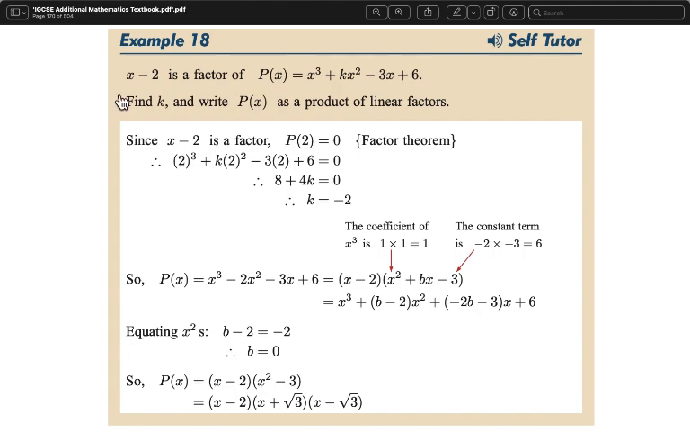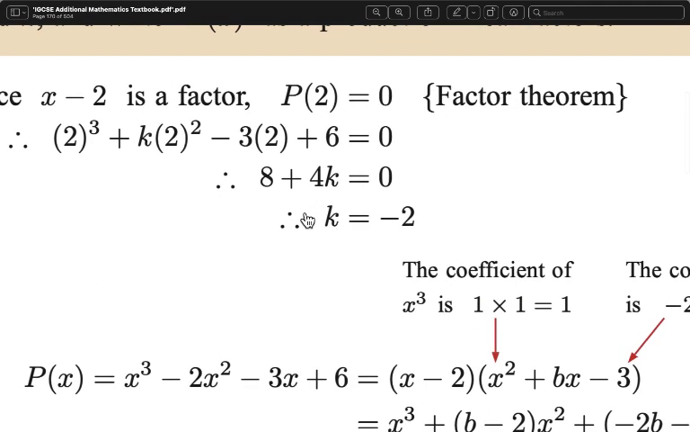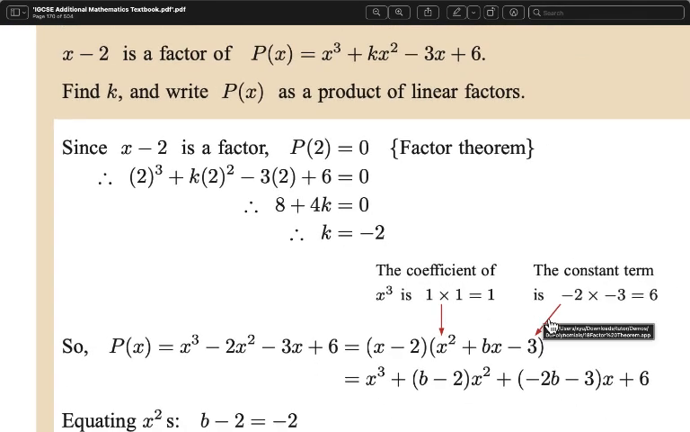calculate the unknown. So in this question, it gives you that x minus 2 is a factor of x cubed plus kx squared minus 3x plus 6. So since x minus 2 is a factor, input 2 in the equation, you will obtain 0 in the equation, as there is going to be no remainder left. 2 cubed is going to be 8 plus k times 2 squared minus 3, input again, 3 times 2 is 6, and then plus 6 is going to be 0, as k is unknown. Now you get 8 plus 4k is 0, k is going to be negative 2.